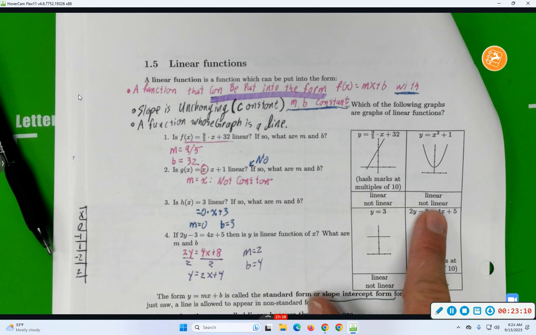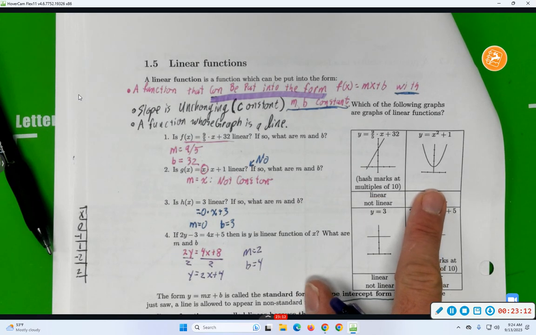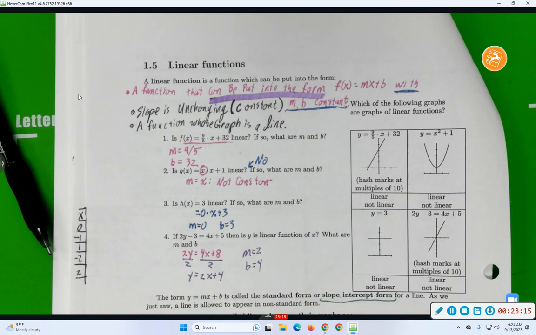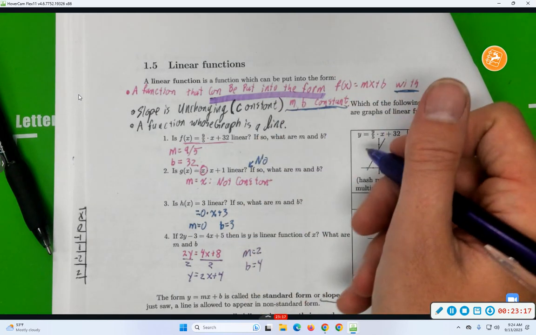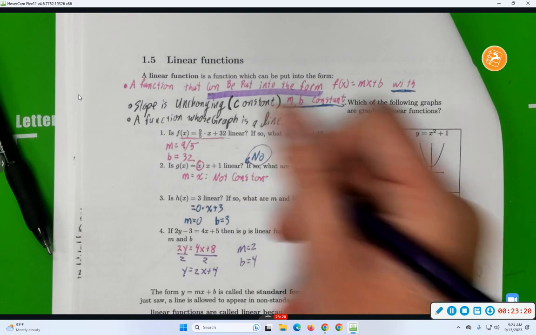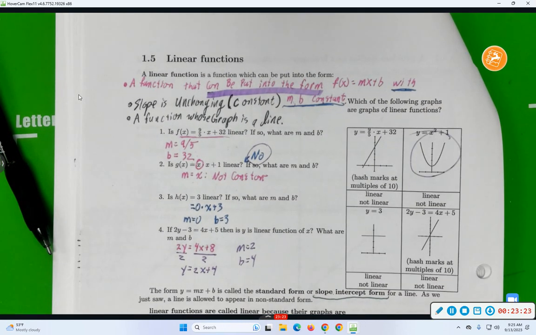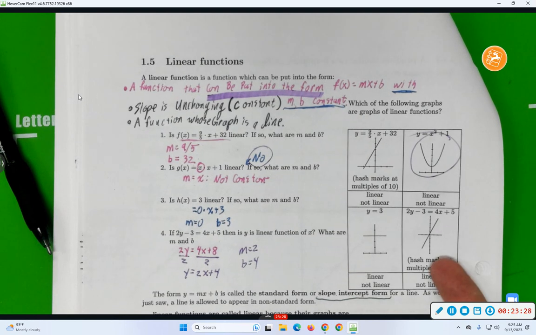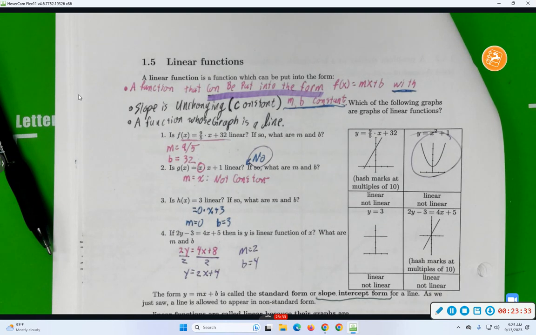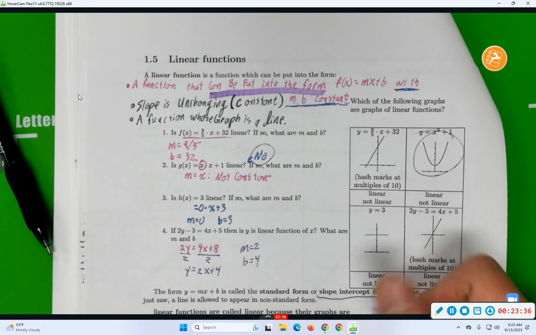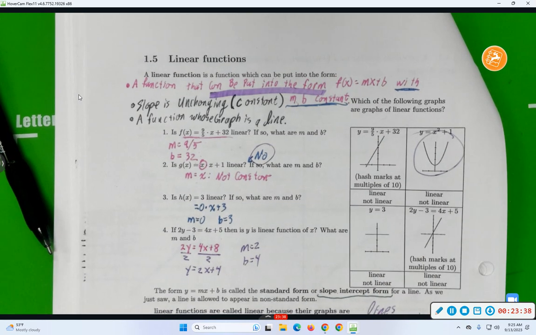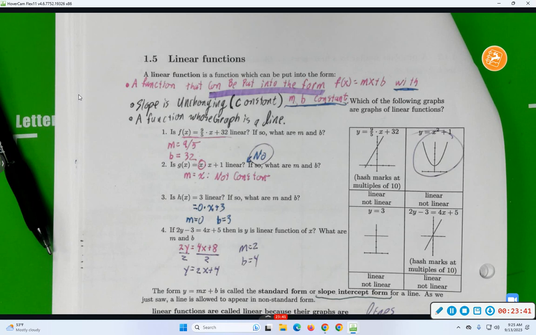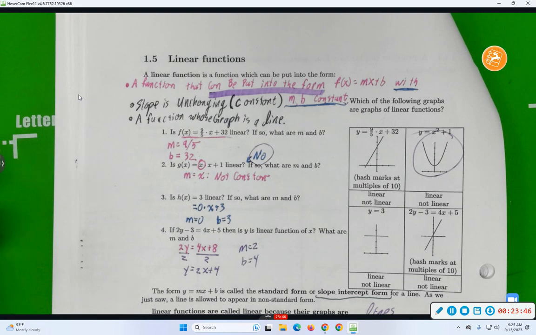It's a line. Y equals x squared plus 1. Not the graph of a line. So this one was not a linear function. Its graph is not a line. There's the graph of y equals 3. Would you say that looks like a line? Yeah, it's a horizontal line. The last one, 2y minus 3 equals 4x plus 5. Look like a line? Cool. So, no surprises here. You already told me that linear functions are the things that have graphs equal to lines. That's why they're called linear.